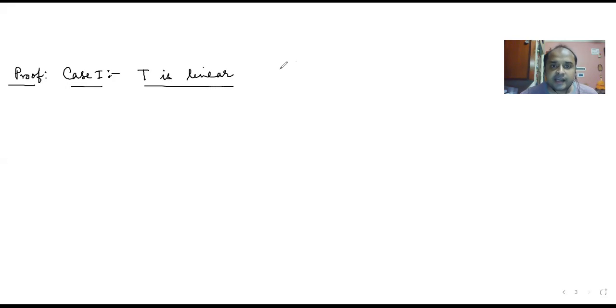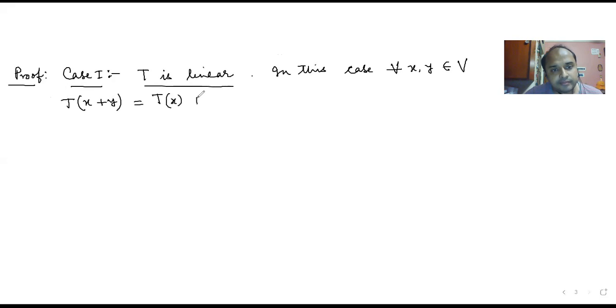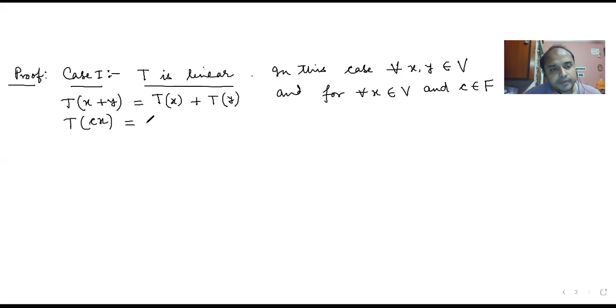When we say that T is linear, immediately we know that in this case, for all x, y belonging to V, T of x plus y should be equal to Tx plus Ty. And for all x belonging to V and C belonging to F, T of Cx should be equal to C into Tx. That we know because we have assumed that T is linear.